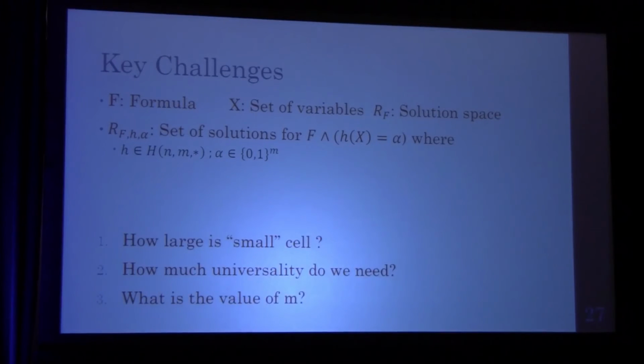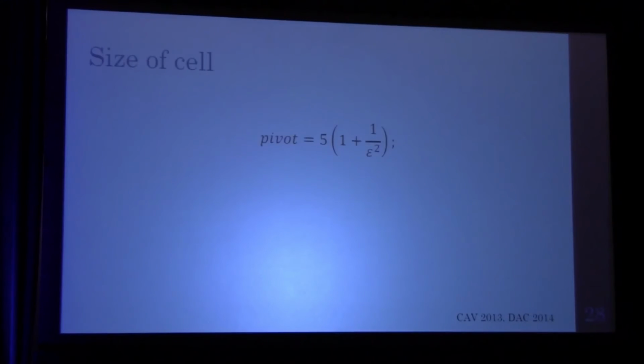Again, three key challenges. One is how large this small cell is, how much universality we need, and what the value of m is, how many cells we have to partition into. For the first question, the answer again comes back from classical sampling results: if the size is 1 by epsilon square. It is very hard to get around 1 by epsilon square bounds.